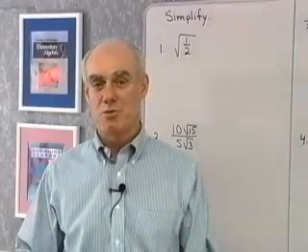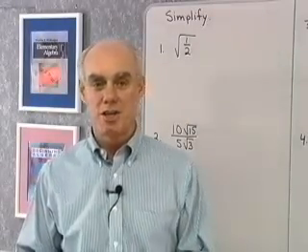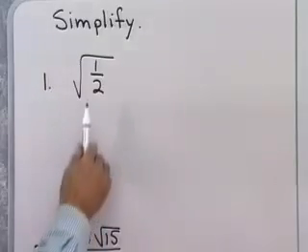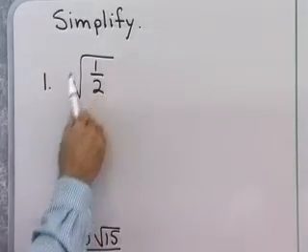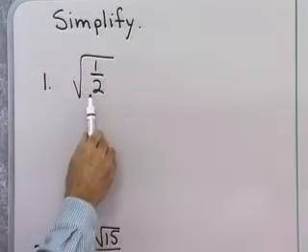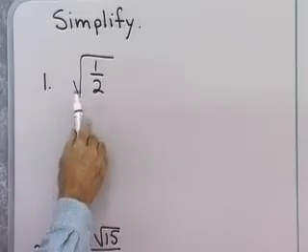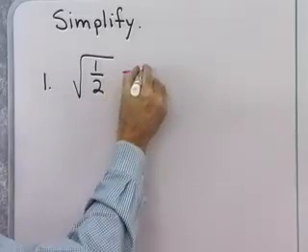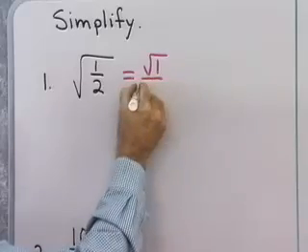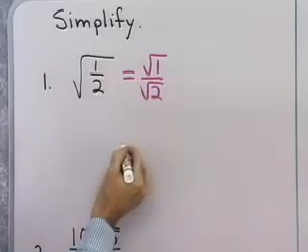More simplification with radicals, this time radicals that contain fractions. So I look up here and I have square root of 1/2 and I want to simplify this. It's not in simplified form because I have a fraction underneath my square root. So what I do is divide that up into two separate square roots, square root 1 over square root 2.